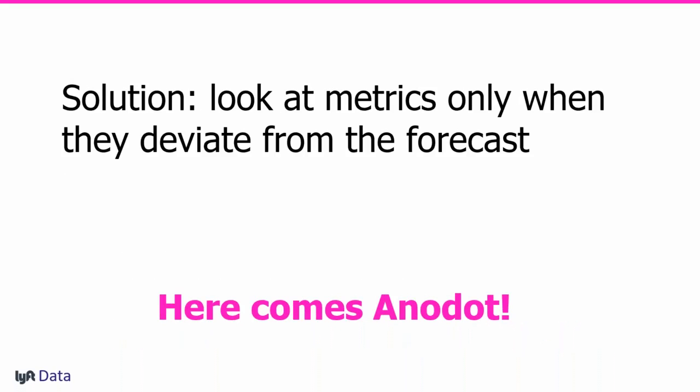So this is where Anodot actually comes into play, and the solution to the problem is to only make people look at the metrics when they deviate from the baseline or from the forecast. In this case, you are not wasting time looking at numerous dashboards and charts just to check if something is going according to plan. You're getting proactively notified whenever things deviate from the plan.